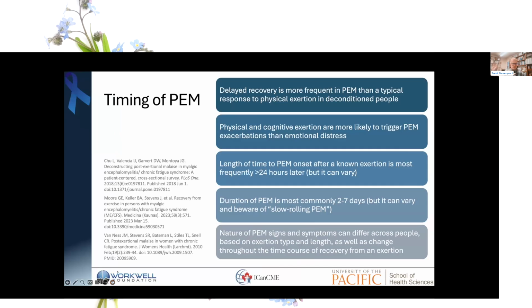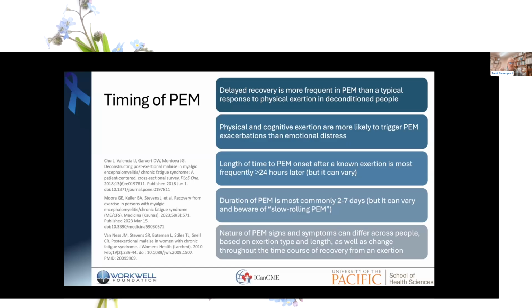We've learned a lot of things about the unique timing of post-exertional malaise. So again, the delayed recovery is more frequent in PEM than a typical recovery response. Physical and cognitive exertion are more likely to trigger PEM than emotional distress. So again, we're not talking about a major psychiatric disorder. It's not anxiety. It's not depression. Although those things can follow from the loss of participation and the significant suffering that goes along with PEM.